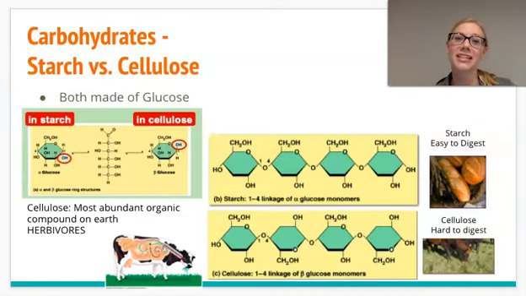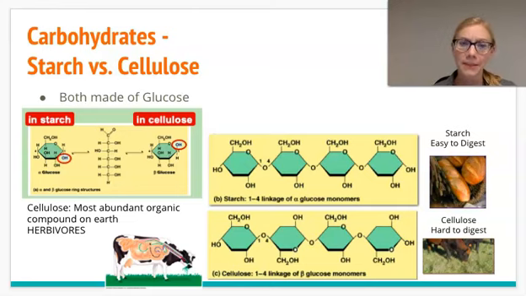One that I always think is interesting to talk about is starch versus cellulose. Starch and cellulose are both made of carbohydrates, but they're isomers of each other. So what does that mean? Well, it means they have the same chemical formula, but how those molecules are put together, their structure, is actually a little bit different. So they're going to have different functions, right?